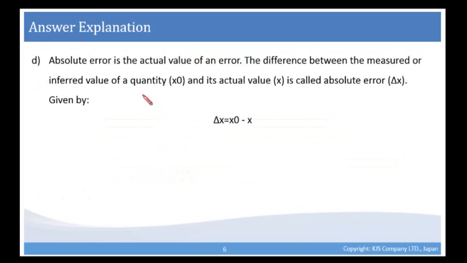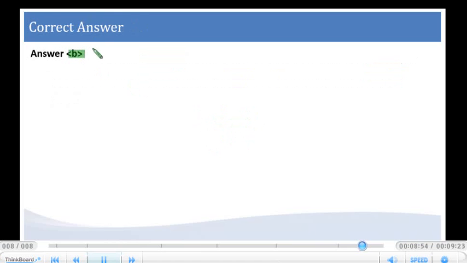The final error that we need to consider is the absolute error. This isn't actually a phenomenon of error, it's how we can measure the value of the error. So here that's just explained. Absolute error is the actual value of error. So the difference between the measured or the inferred quantity x0, and we're going to compare that with its actual value x, is called the absolute error, delta x. So we can see that that's given down here. Delta x is equal to x0 minus x. So this is a measure of how accurate our equation is. So here we've seen, and our answer is B.